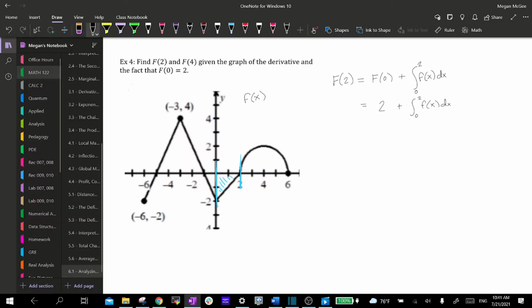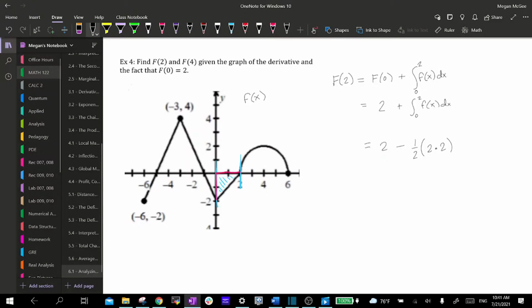One thing that we notice is it's below the x-axis, so that means it's going to be counted negatively. So really, we're not going to be adding this integral, we're going to be subtracting it from our 2 value. So we have 2 minus the area of this triangle. So the area of the triangle is 1/2 the base times the height. Well, our base is 2, and our height is also 2.